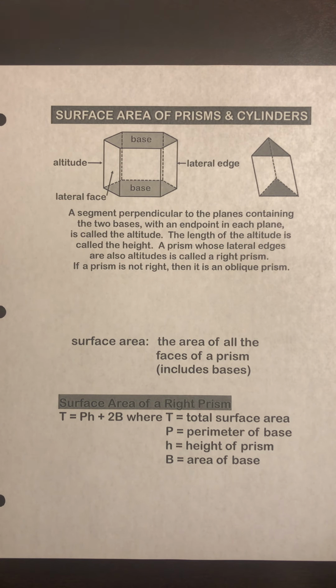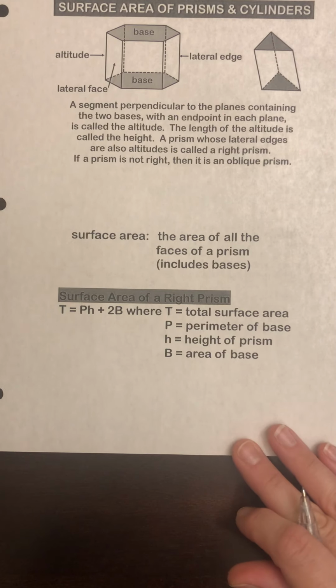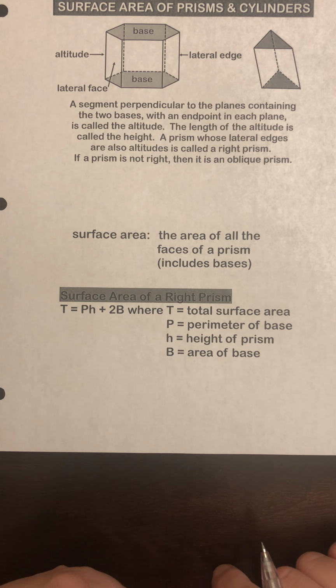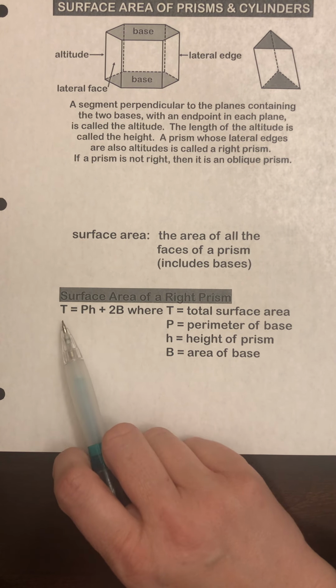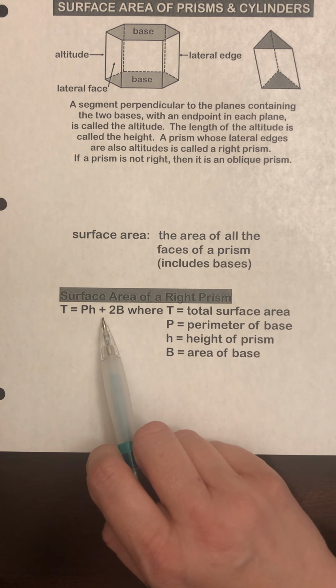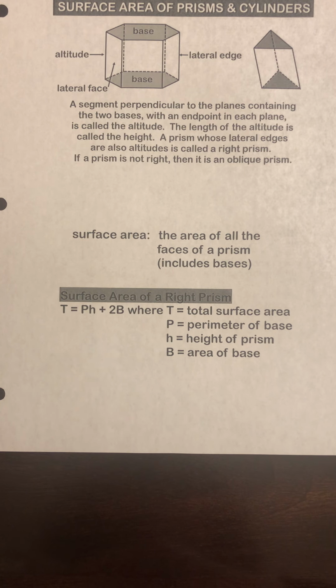But we also do have some formulas that make it very helpful when you know what the shape is, and you can find surface area maybe a little bit more easily than finding the area of every single surface that you have. So we're going to start off with talking about prisms. What if we have a prism? How can we find the surface area? So we have a formula, and it is T equals capital P times H plus 2 times capital B.